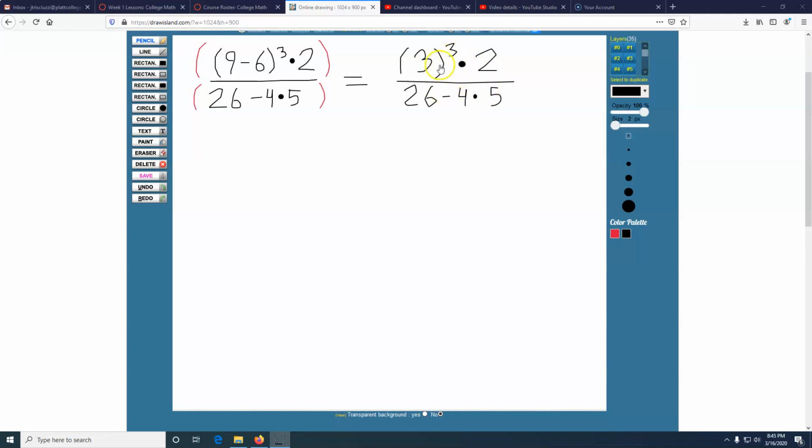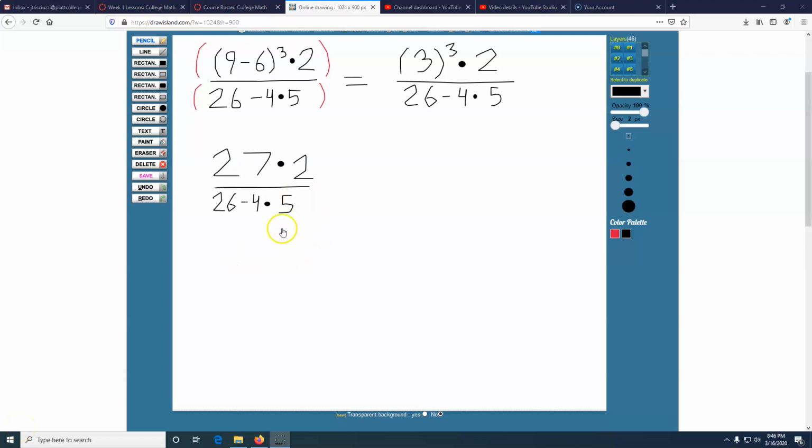And so here we have a 3 raised to a third power. Again, remember, it's not 3 times 3. It's 3 times itself 3 times. So 3 times 3, which would be 9, times another 3 would give us a 27. There are no other exponent rules here, so we're going to go ahead and drop down everything else exactly where it was.